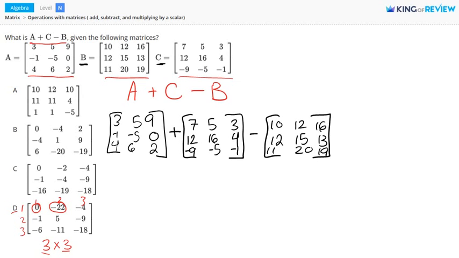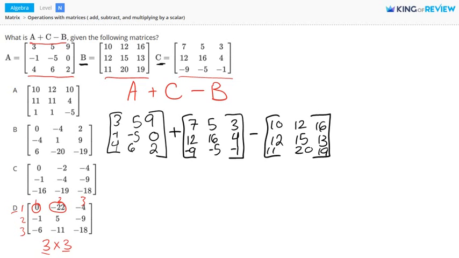So to add or subtract matrices, you must add or subtract corresponding entries. And you can only add or subtract matrices with the same dimensions. So let's figure out what the dimensions are for these three matrices to see if it's possible to add and subtract them.